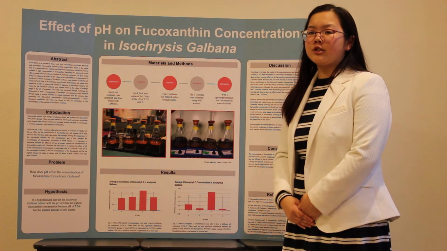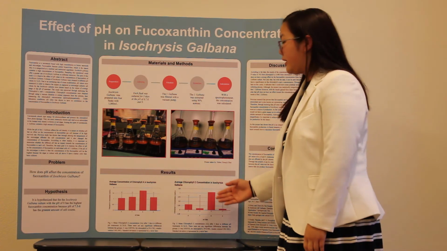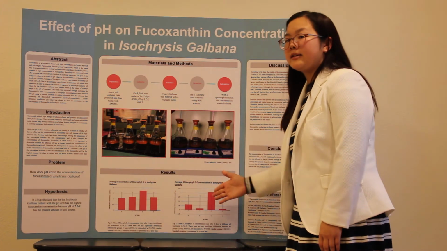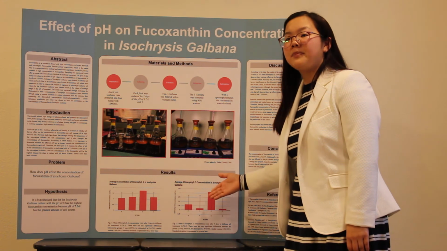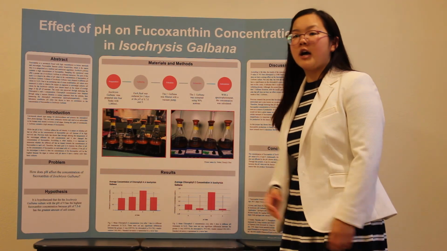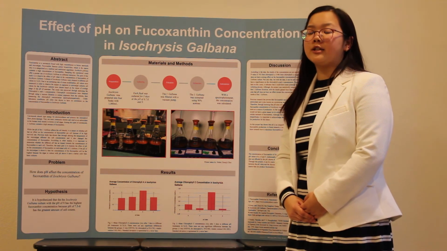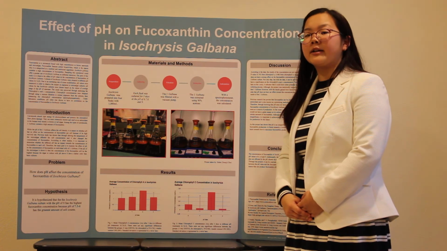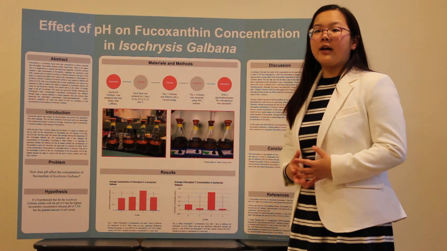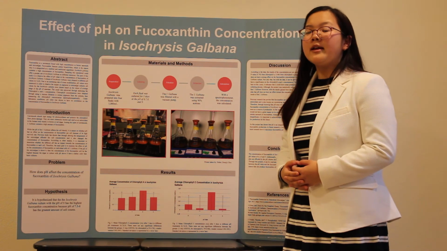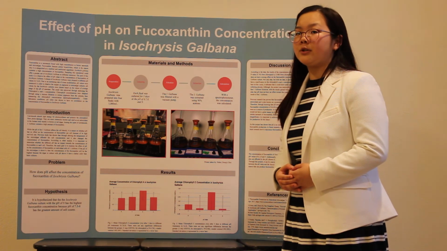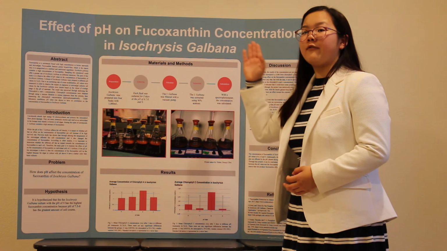The fucoxanthin concentration can be calculated with the correlation between chlorophyll A and C. Because these 2 have a high p-value, it shows that pH does not have a significant effect on the fucoxanthin concentration in Isochrysis gabana. Therefore, through this project, I'd like to prove that Isochrysis gabana is an optimal source for fucoxanthin production because pH does not have an effect on it.